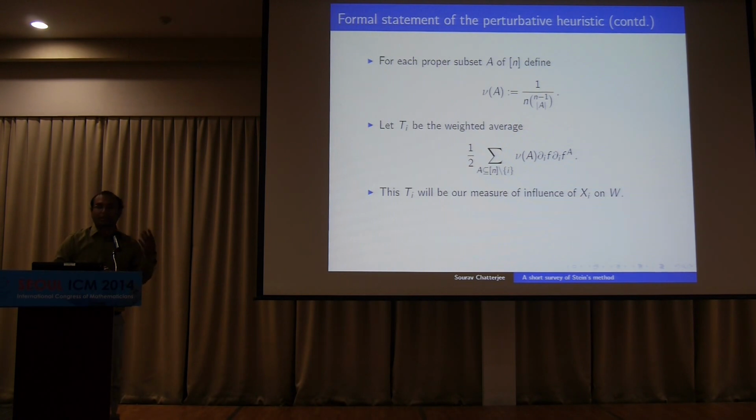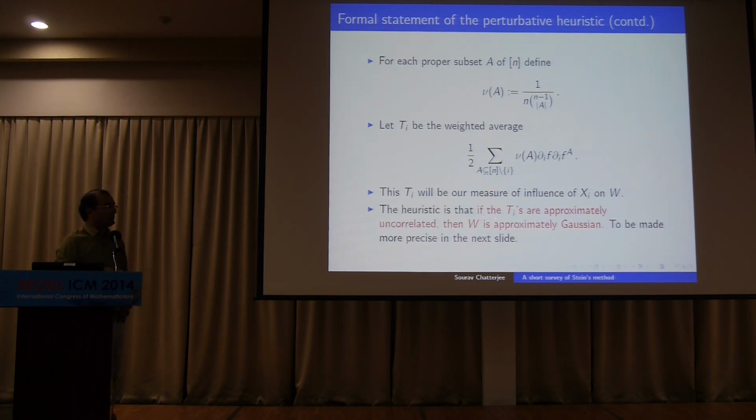I mean, you look at how your function changes if you perturb one coordinate, and then you combine it in a certain way. And this is actually closely related to what are called Shapley values. So in coalitional game theory, there are these things called Shapley values which measure the influence of one voter in a coalition. So these are very closely related to that. It's the same set of weights that you have. Okay. So the heuristic is that if TIs are approximately independent or even uncorrelated, then W is approximately Gaussian.